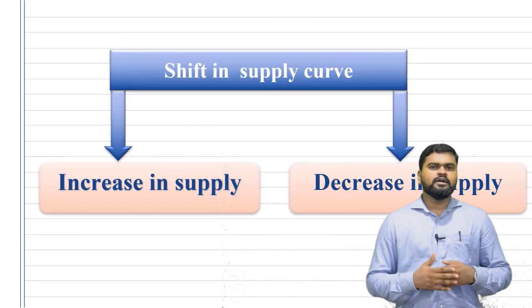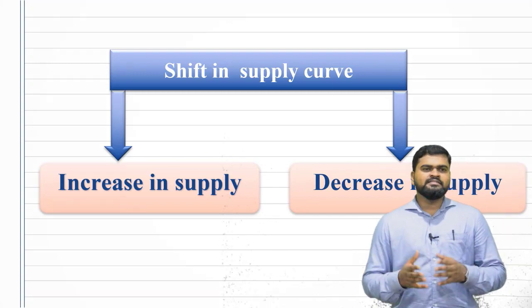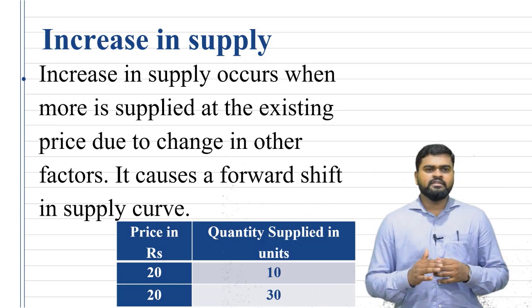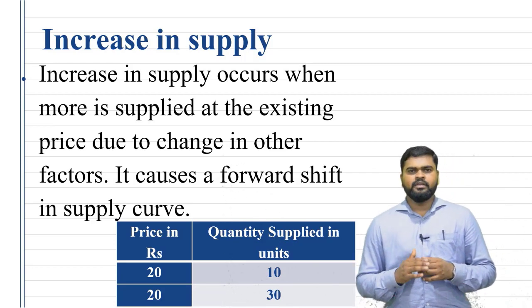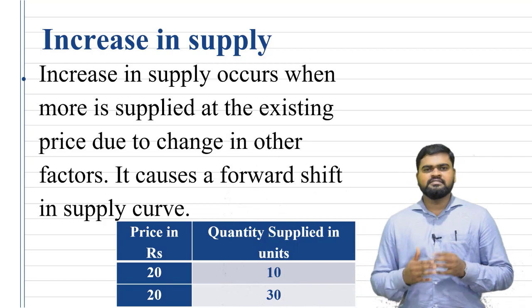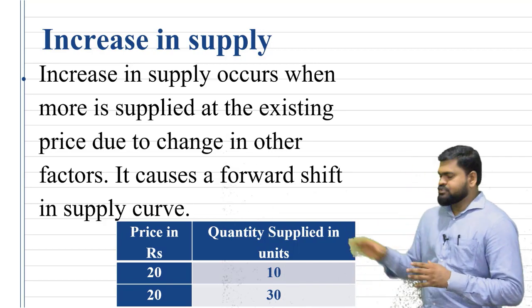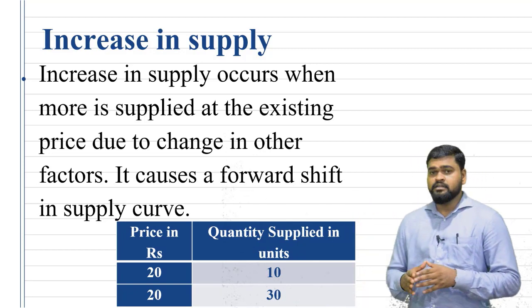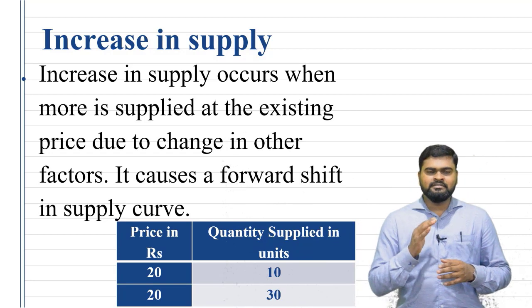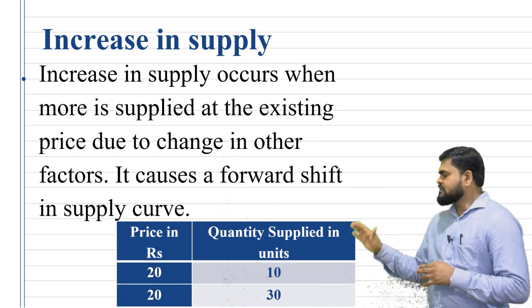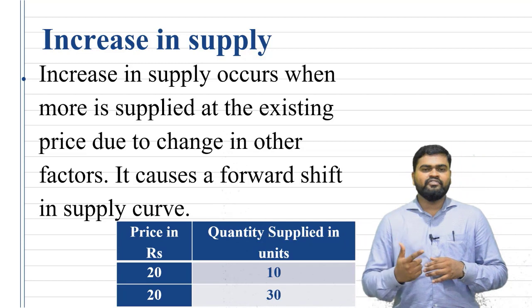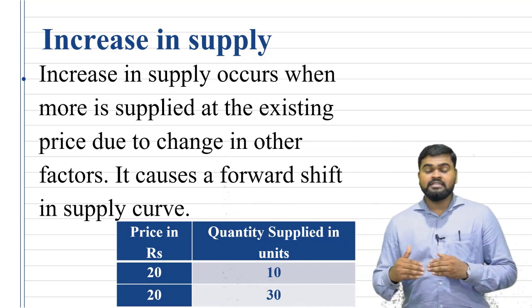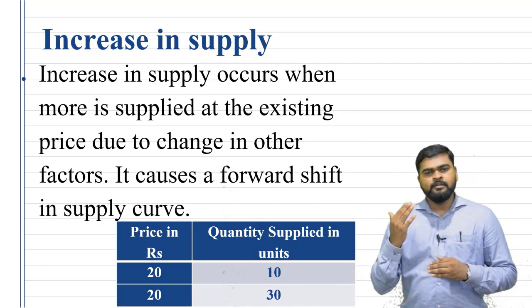Let us first move on to the increase in supply. Increase in supply occurs when more is supplied at an existing price due to change in other factor. It causes a forward shift in supply curve. If you look at the schedule, at price 20, quantity supply is 10. Price remaining constant, that is 20, supply increases to 30 due to changes in other factor other than price. This simply says that price remaining constant, quantity supply increases due to change in other factor.